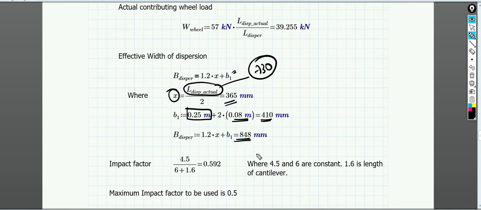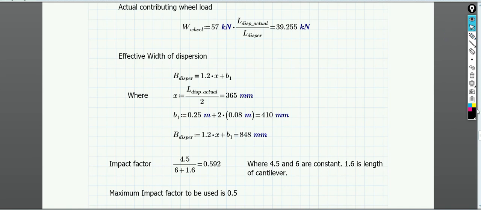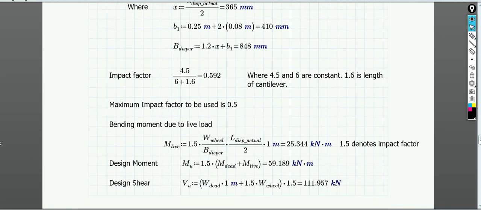Then one other thing that you need to consider is the impact factor. So what is impact factor? Whenever we consider loading, suppose the wheel loading that is moving, there will be some sudden braking or certain acceleration. This kind of behavior you can see in case of bridges. This will impart some additional load, so that is why we need to consider some impact factor.